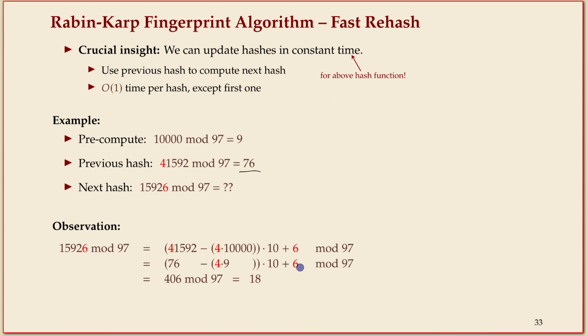So the important bit, imagine these 5 digits are 1,000 digits, the length of your pattern. Then these two numbers are really big, but all numbers in the second line are very small. They're at most m. And so if you compute the result from that, you get the next hash. And at least on the word RAM, all of that can be done in constant time.